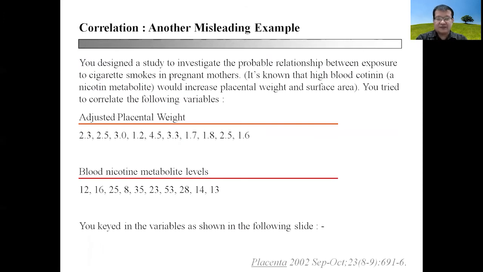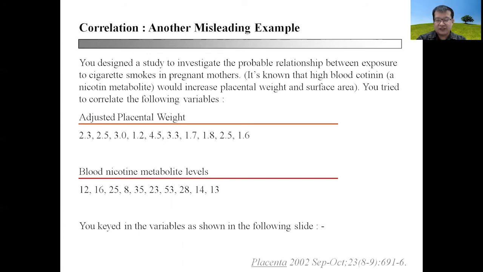Having concluded the example, having looked at the example just now, let's look at another potential misleading example using correlation. We have designed a study to investigate the probable relationship between exposure to cigarette smoke in pregnant mothers, where it is known that high blood cotinine, which is actually a nicotine metabolite, would increase placenta weight and surface area. You tried to correlate the following variables.